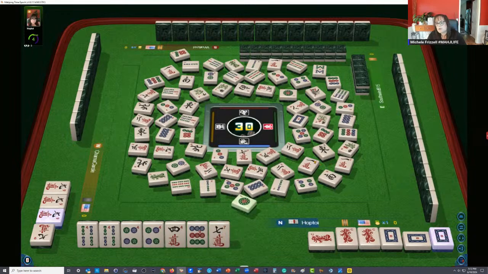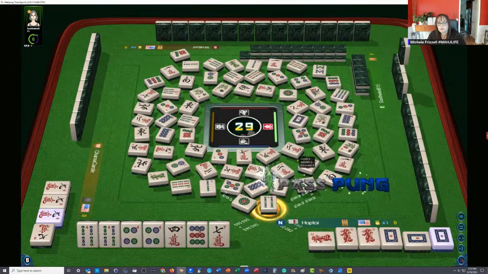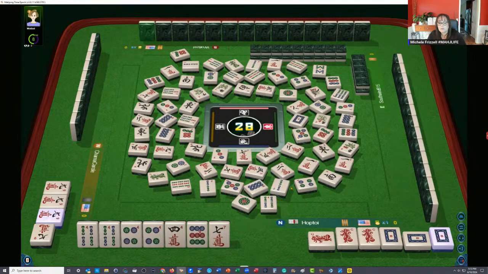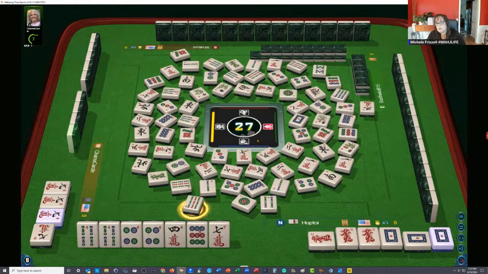Let's see here. I'm trying to determine where that 4 crack could be. We've got 2, 3, 5 here. 2, 3, 5. We have 8s, no 6s. They just threw a 4. We're not ready for it. We're going to pass. We need to Kong that. But we could use jokers. We still have 9 bamboos.